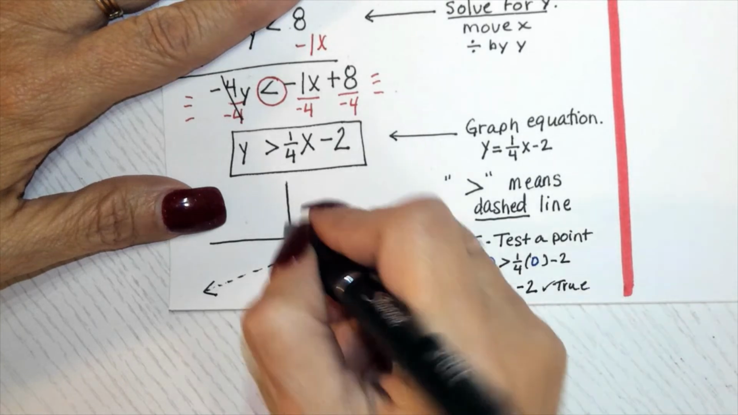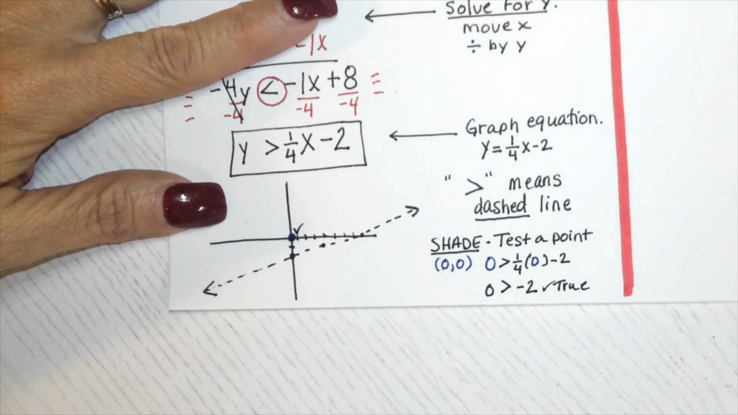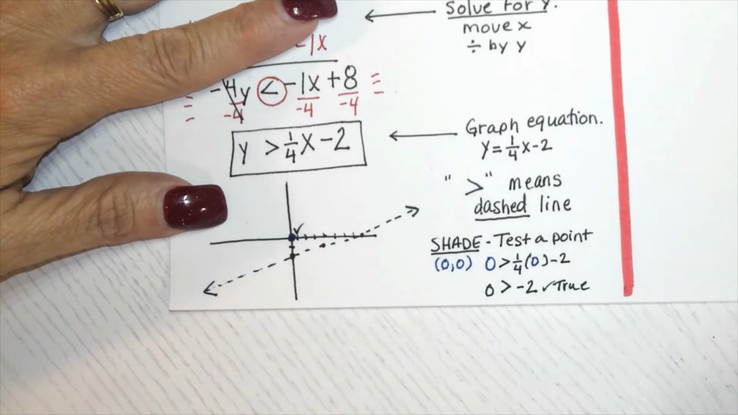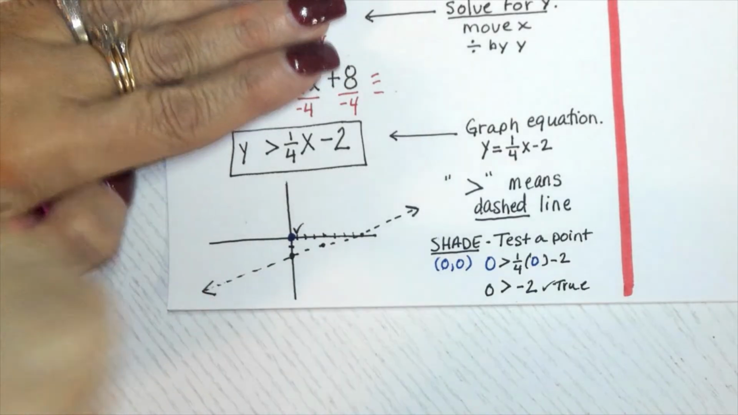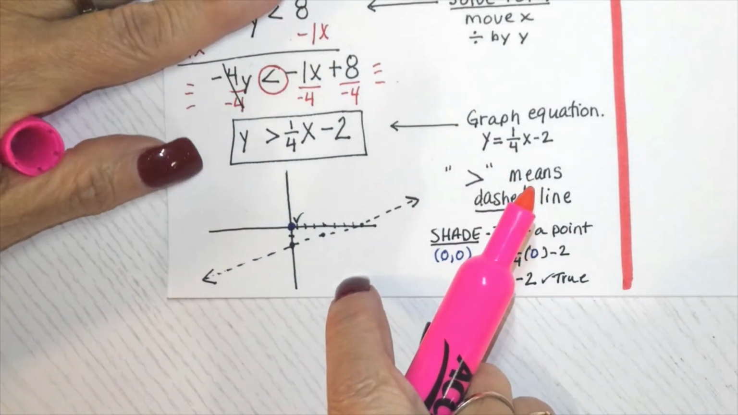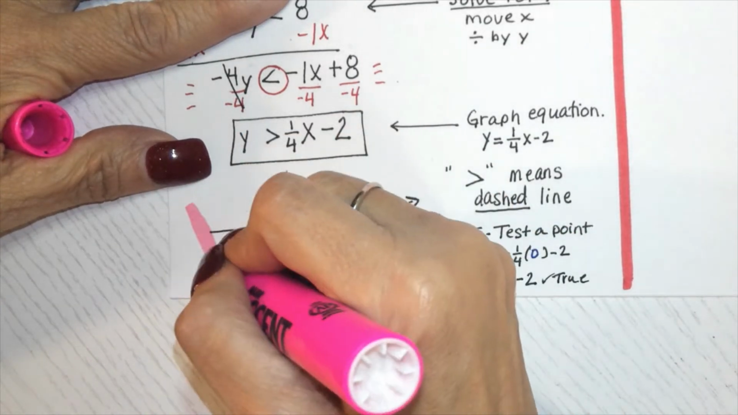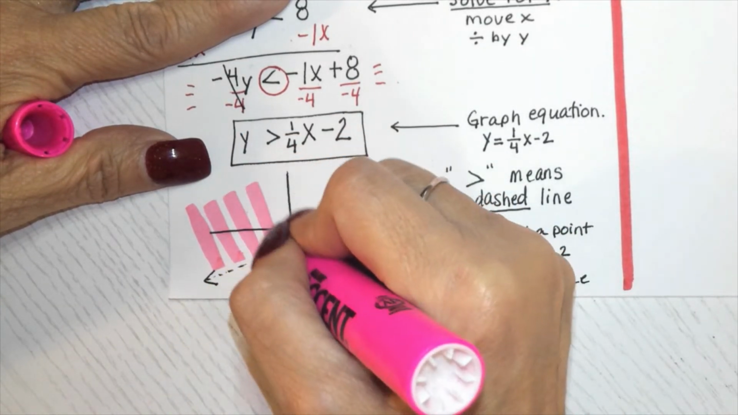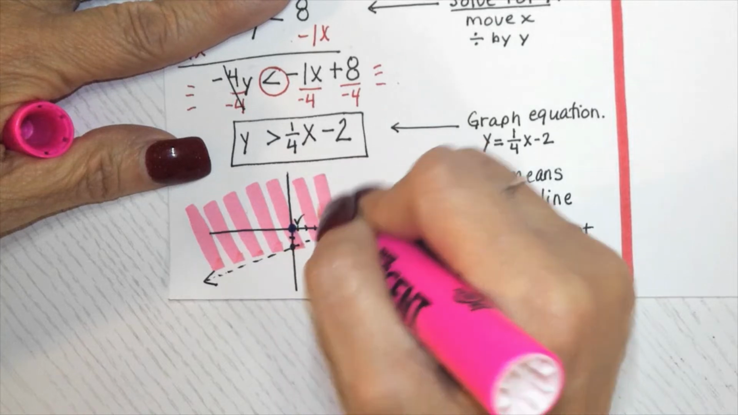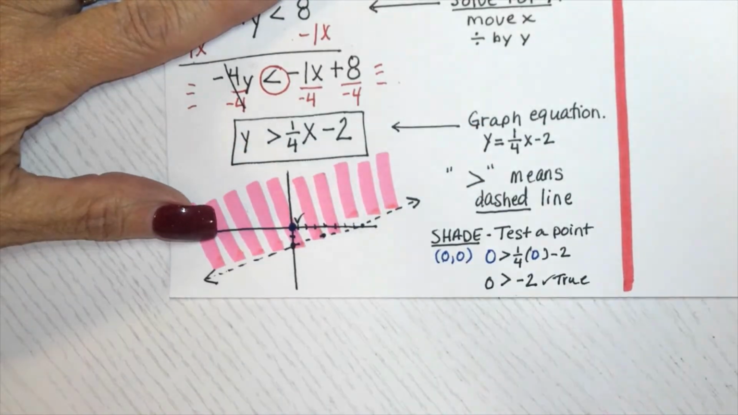What that tells me is at this point, I'm going to put a check mark, that point is in the shaded area because I got a true statement. If I'd have gotten a false statement, it would not be in the shaded, and I would have shaded on the other side. And the next one we do is going to have that. But since that's true, I go, woohoo, and then I shade. So that means if I pick any point up here above this line, I would get a true statement.